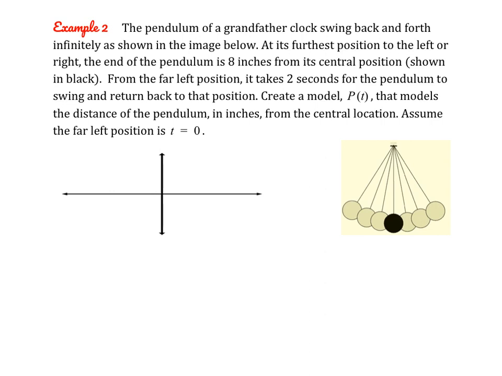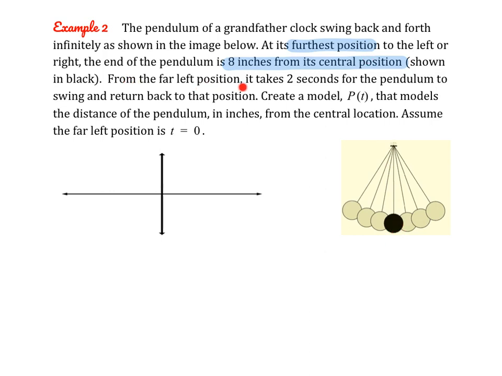Okay, we're going to try one more problem together. So this problem says, the pendulum of a grandfather clock swings back and forth infinitely as shown in the image below. So this is the pendulum, and you can see that it's kind of doing this swinging motion. At its furthest point to the left or right, the end of the pendulum is 8 inches from its central location. So I'll highlight that.